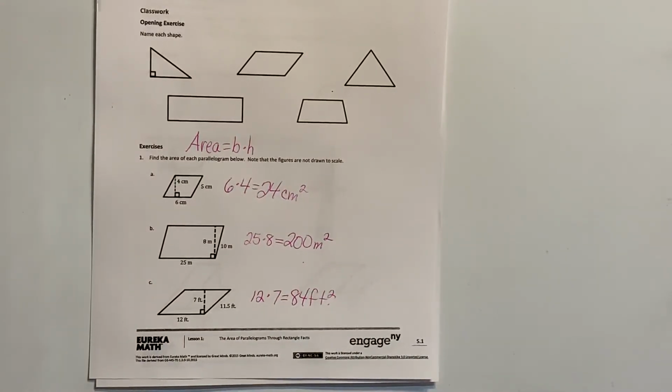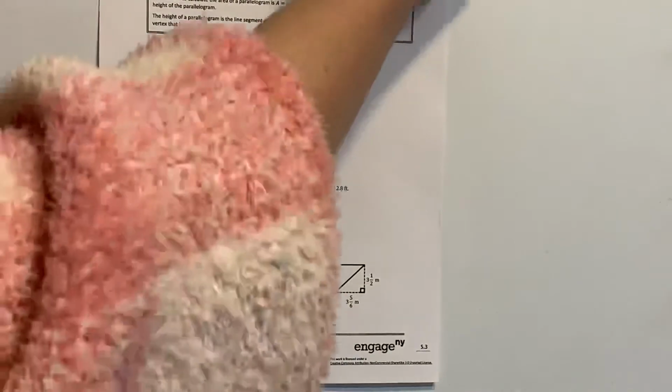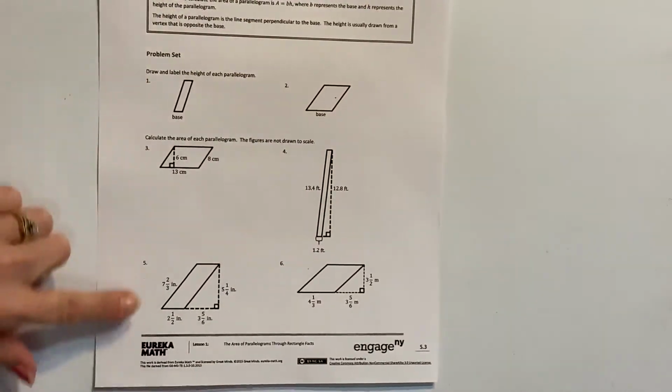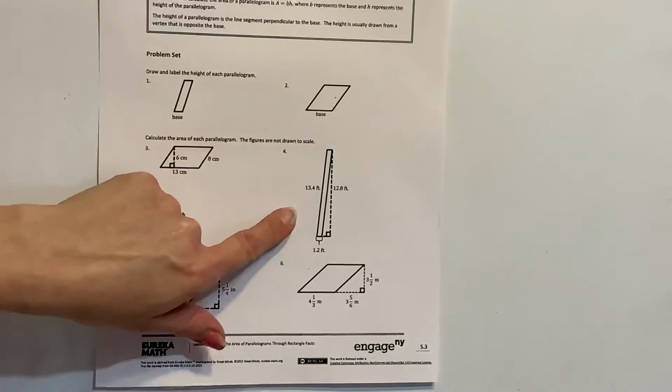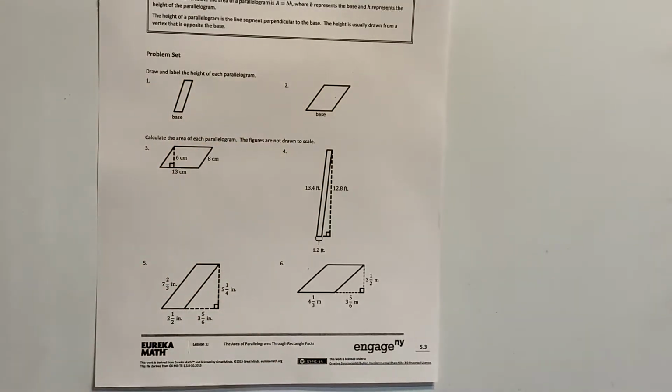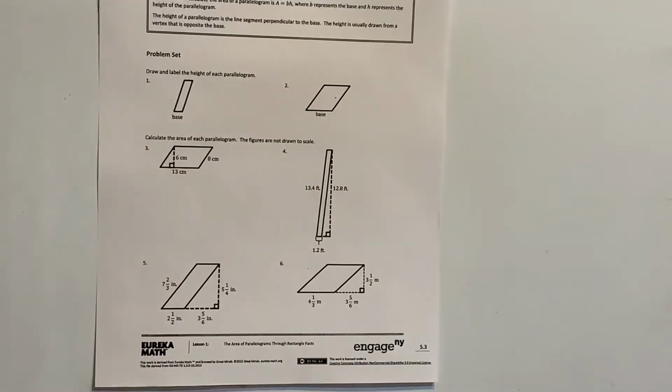Now I need you to get your problem set out and have that ready. We're going to do problems 1, 3, and 5 together. This evening I want you to try 2, 4, and 6 on your own and bring those back tomorrow. Then I will give you an exit ticket that will be due next week. All right? So let's take a look at number 1.